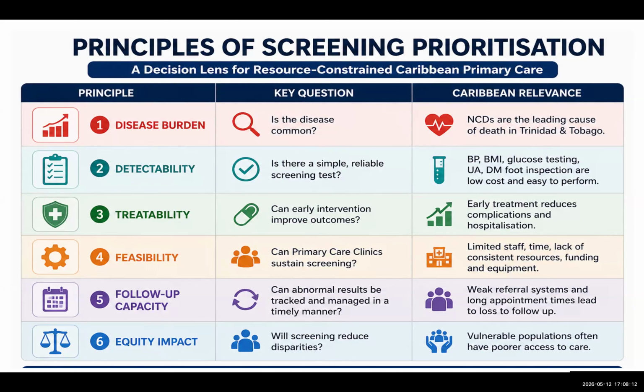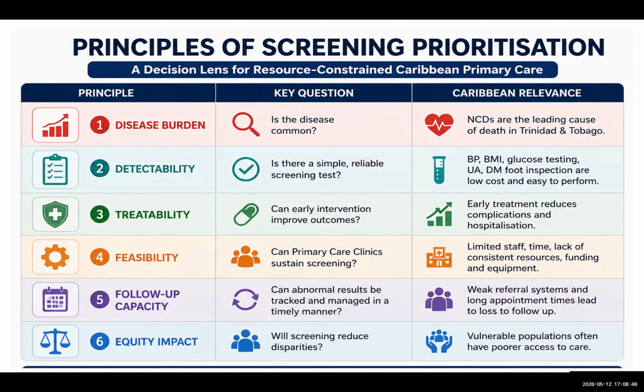The fifth principle is follow-up capacity. Screening is ineffective if abnormal results cannot be tracked and managed appropriately. There were also some papers that evaluated primary care systems in Trinidad and identified challenges with coordination, continuity of care, and referral pathways. So clinics must consider whether they could realistically monitor abnormal results, contact patients, and ensure referrals are completed before we even think about expanding screening programs. If we can't get the basics down, how can we think about expanding screening?